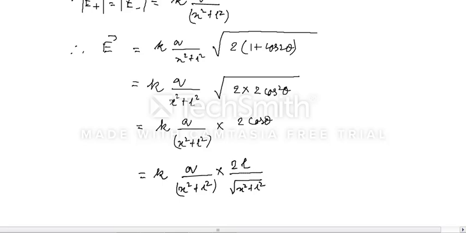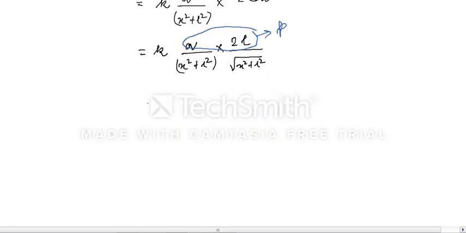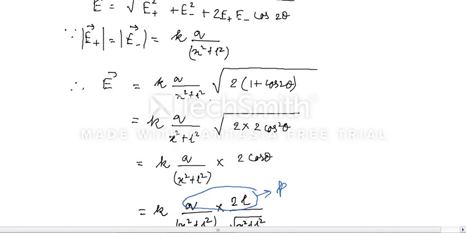And here also this q into 2L can be written as p, that is the dipole moment. And what is the expression? It is equal to kp by x square plus L square whole to the power 3 by 2. And what will be the direction? This is also very important. This is just the magnitude.